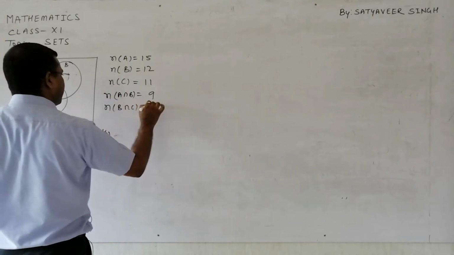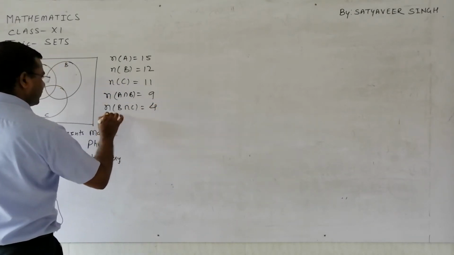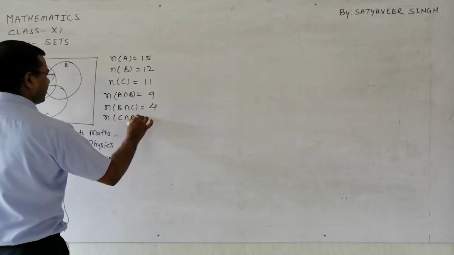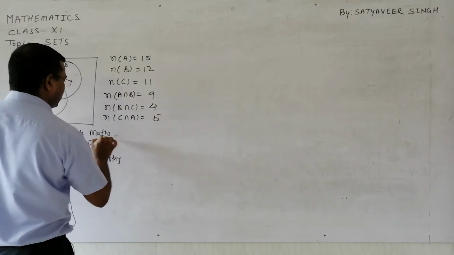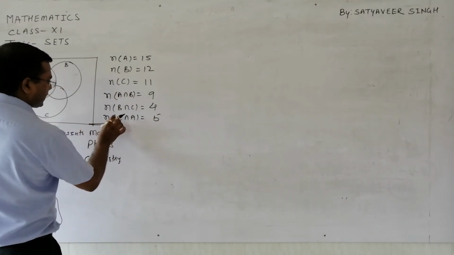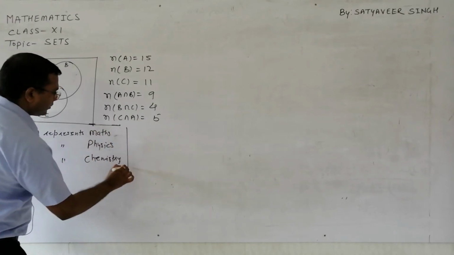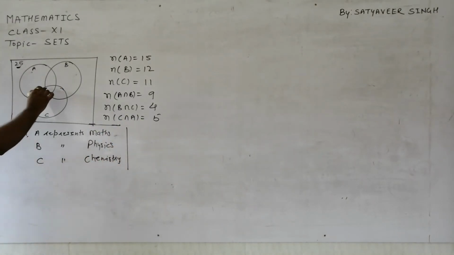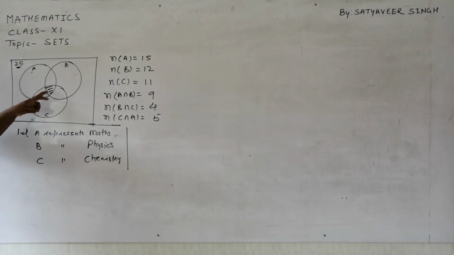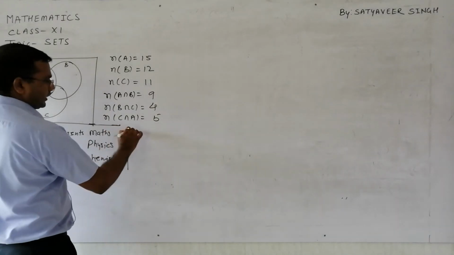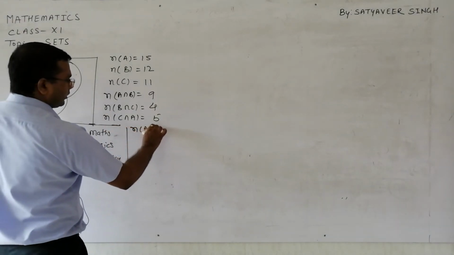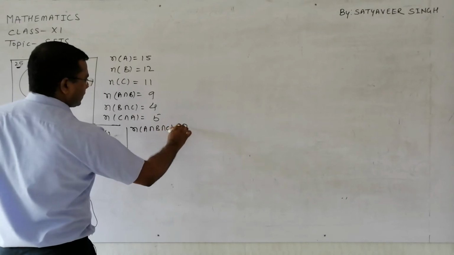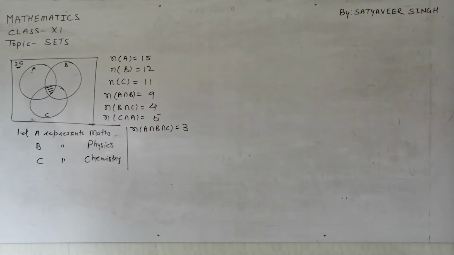Physics and chemistry, it is 4, and number of students for chemistry and mathematics, it is 5. At the same time, there are some students who like all 3 subjects. They will be represented by this intersected shaded part. So you will represent them, those who like all 3 subjects. Suppose these are 3 students only.